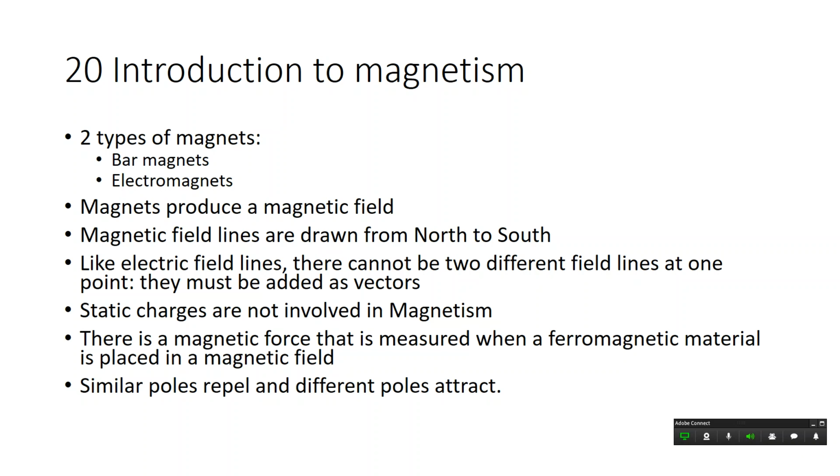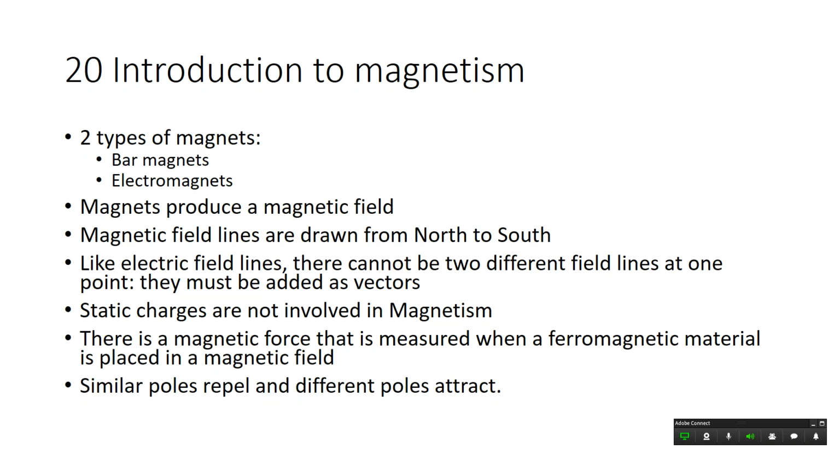What's the difference between a bar magnet and an electromagnet? Who can tell me? Yeah, exactly. So a bar magnet is permanent, while an electromagnet can be turned on or off depending on the current, and the strength of it can be manipulated and everything.